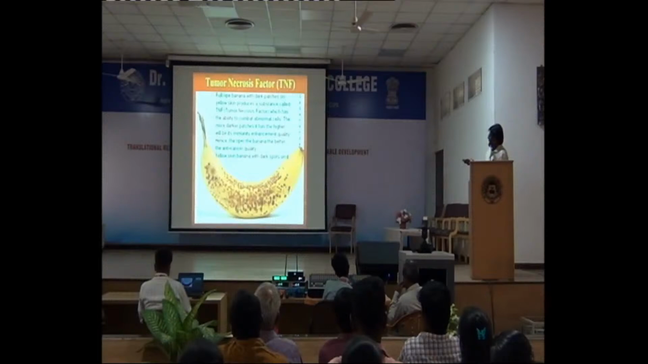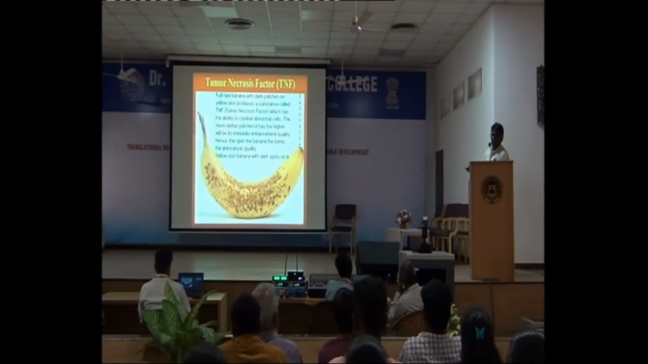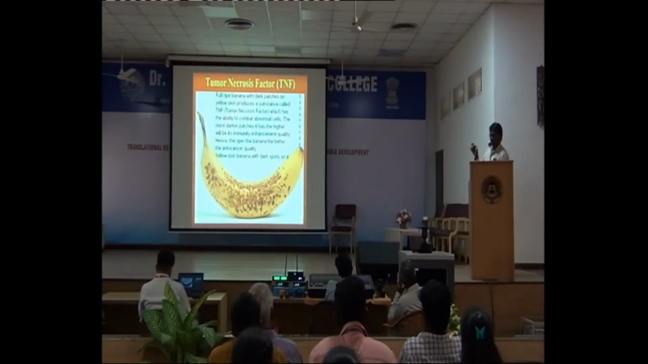Then such a banana is called overripe banana. It has what are called brown spots or senescent spots. Such a banana is good and it prevents cancer. It contains tumor necrosis factor, which prevents cancers. Hence, don't neglect such kinds of fruits. Only aged people, that means diabetic patients, should not eat them; other people can take them.